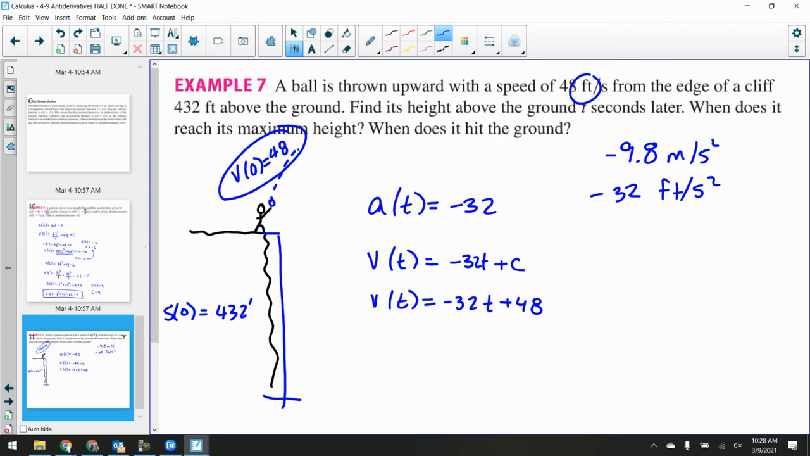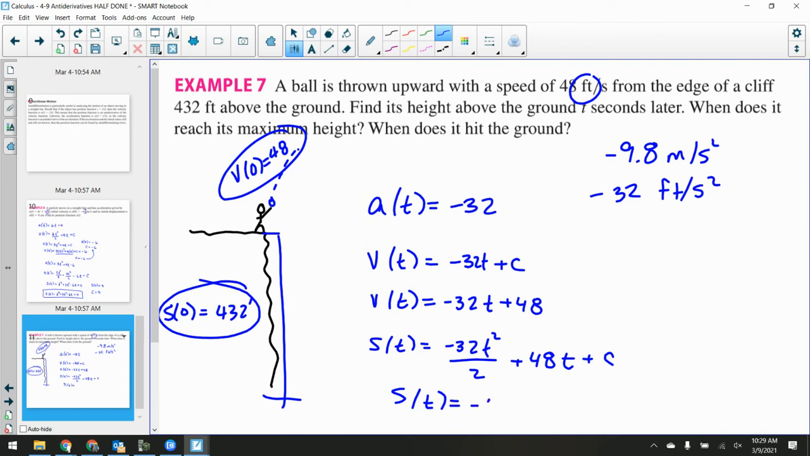The first question asks me to find position, so let's keep going then. I'm going to use this equation in a second, but s of t is going to be equal to negative 32t squared over 2 plus 48t plus a constant. Keep finding the antiderivative. So we know the constant again is 432. So s of t is equal to negative 16t squared plus 48t plus 432.